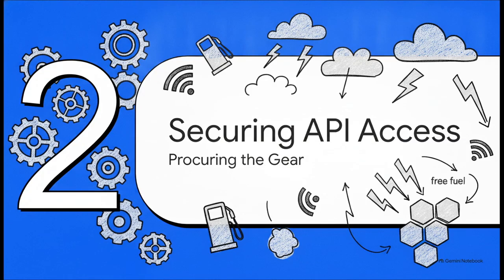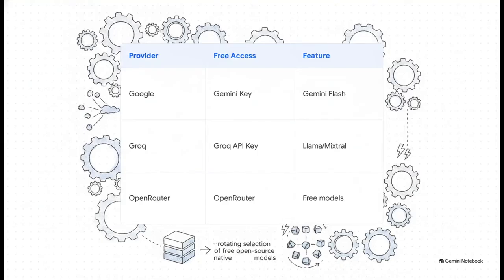Moving right along to part 2, securing free API access. Time to procure the gear. Look, to avoid any upfront costs, we obviously need some free fuel to power this thing, and we've got some fantastic options. Google AI Studio offers a really robust free tier for Gemini Flash. Then you've got Groq, which is a total game changer for blazing fast access to open weights models like Llama and Mixtral. And finally, OpenRouter gives you a rotating selection of free open source models, all under just one key. Now, for our native build, Groq is practically perfect. Why? Because it uses the standard OpenAI schema, which makes our whole setup so much easier to duplicate.